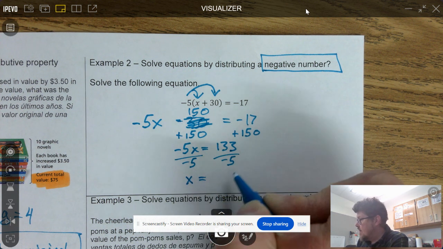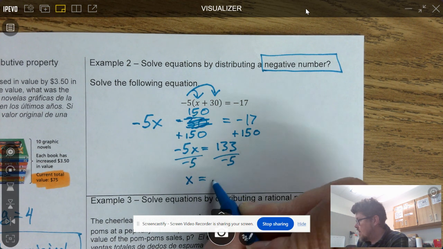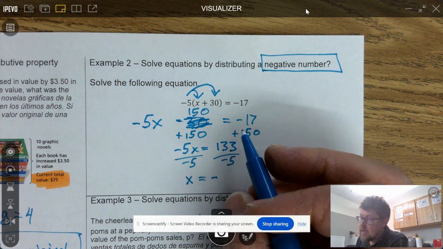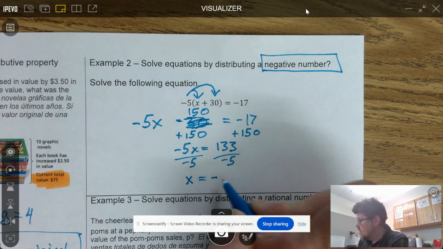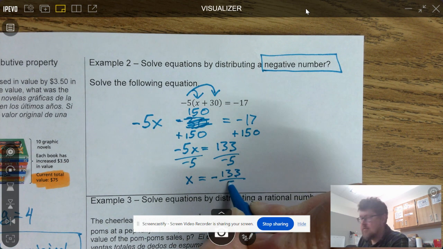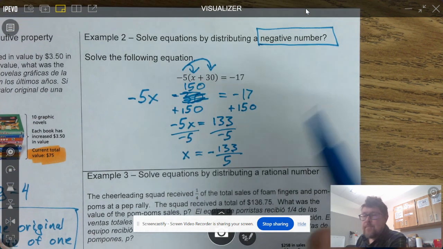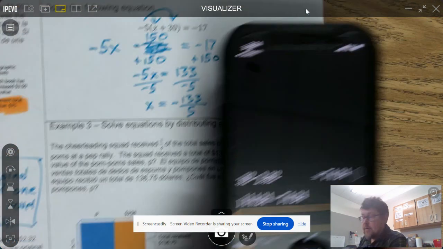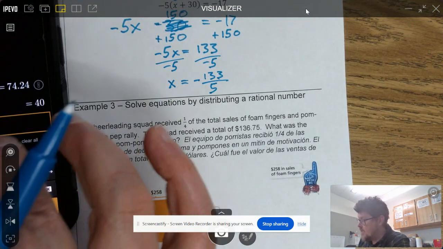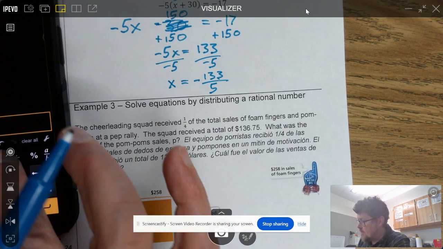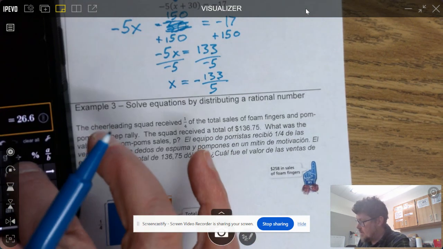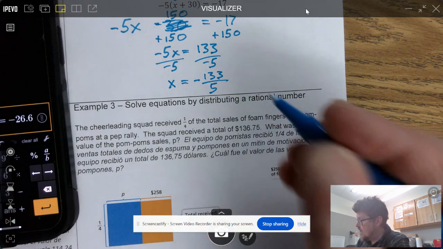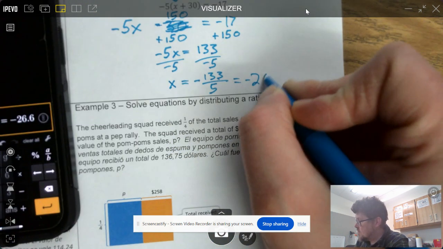Okay. And now this is going to give us a negative 133 fifths. And then, we can do a couple things here. We can convert it into a decimal, 133 divided by 5. And again, that's going to be a negative. So we get negative 26.6.